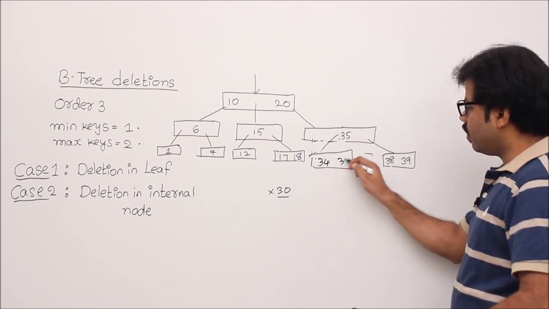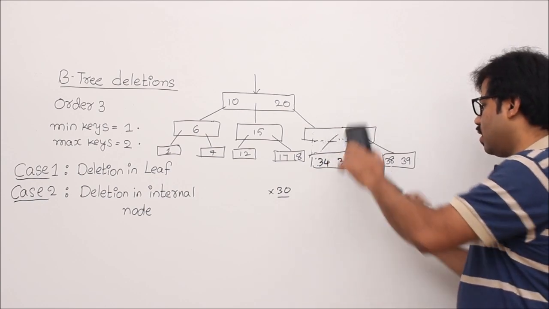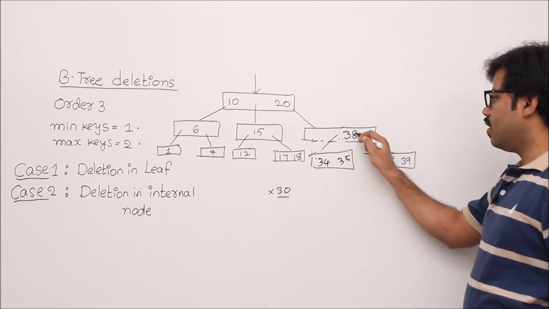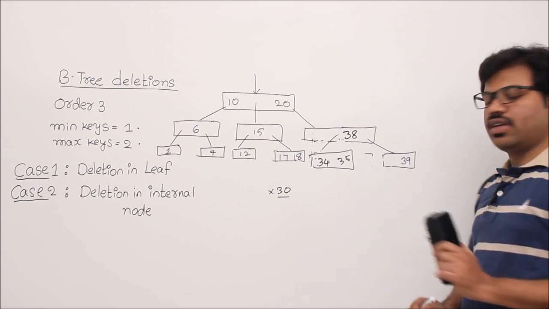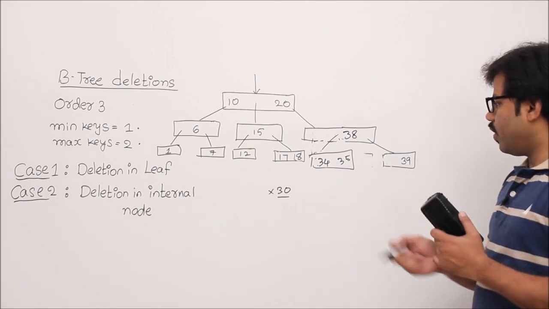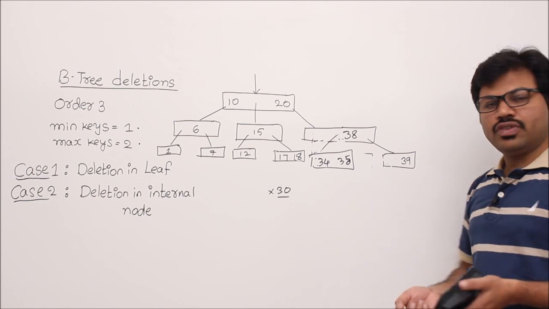35, go right side. Then you create an empty space. Mr. 38, please fill it. And I delete here. That is what we do, borrowing. So borrowing sometimes may not work. At this moment it's working, right?